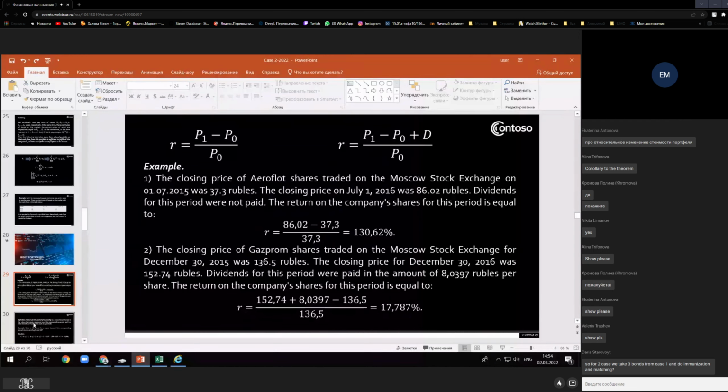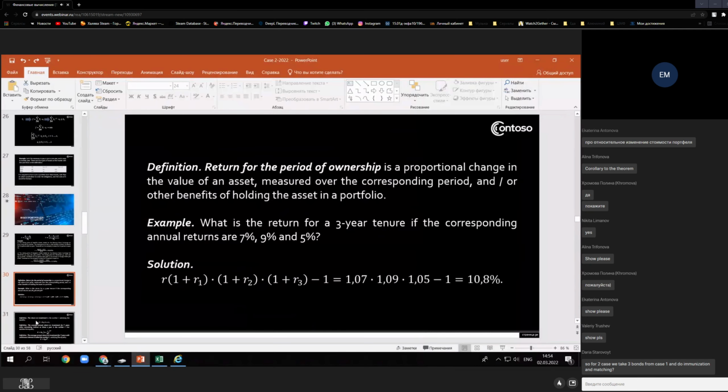Okay. Also, let's move to the next notation about the return of the ownership. This is also a very important characteristic of a particular asset. Return for the period of ownership is a proportional change in the value of the asset measured over a corresponding period, plus other benefits of holding the asset in a portfolio. Okay, also you have the example on the slide to understand how you should calculate.